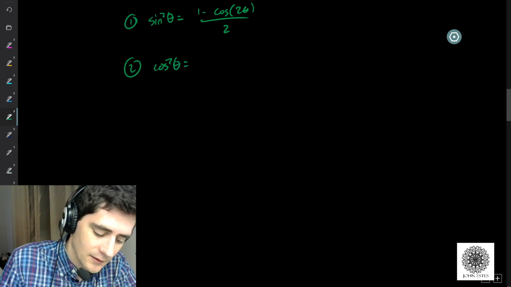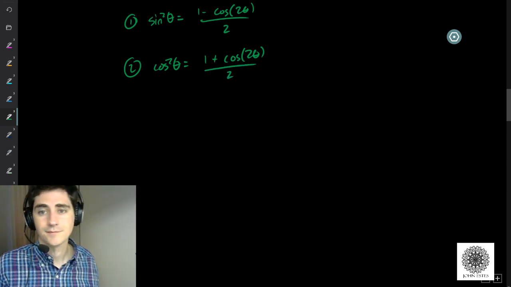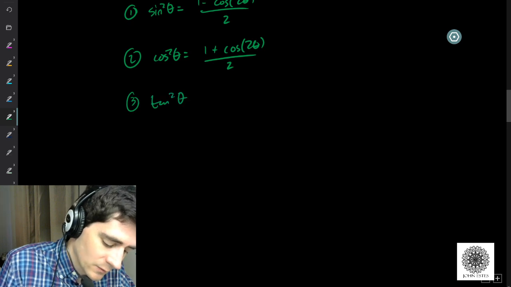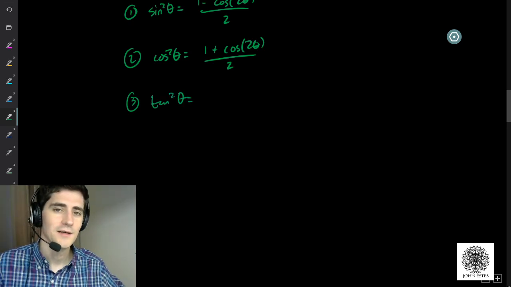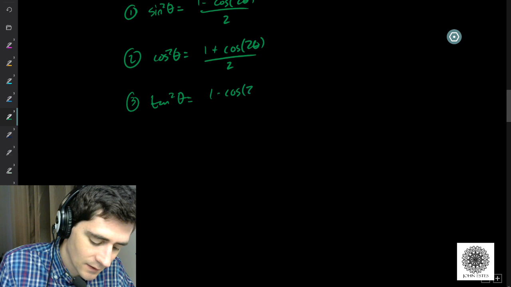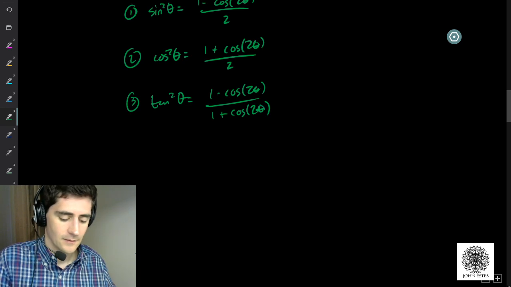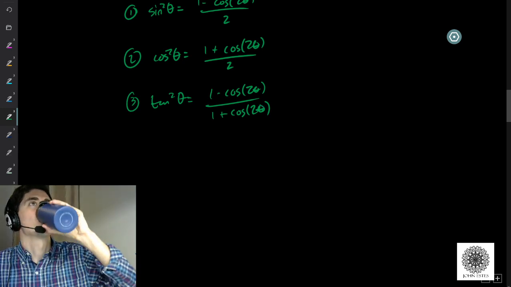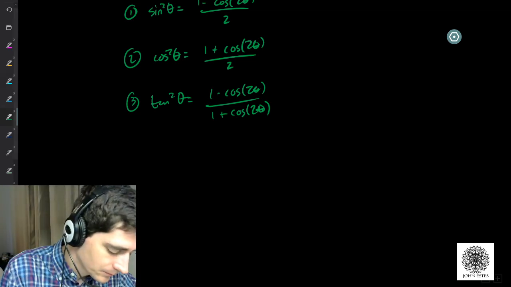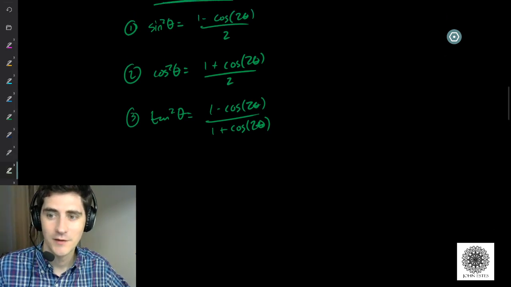Cosine squared theta can be written as 1 plus cosine 2 theta all over 2. And then for tangent squared, we'll just use the quotient identity. That's sine squared over cosine squared. So I get 1 minus cosine 2 theta over 1 plus cosine 2 theta, like that. Okay, now the question you may have is how did you get this? And that's a good question to have.